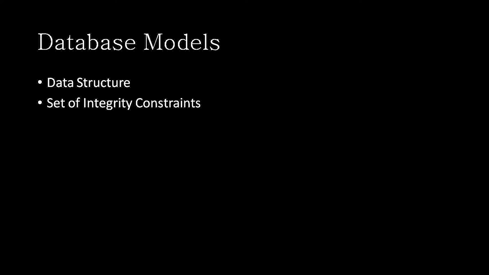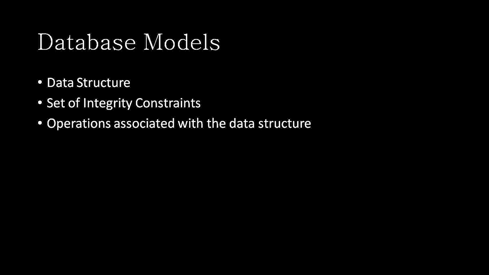Then we will move on to database models. A database model comprises a data structure, a set of integrity constraints, and operations associated with the data structure. I will come back to the set of integrity constraints a little bit later. Now let's talk about types of data models. There are various types of data models, and they can be hierarchic, network, and relational.